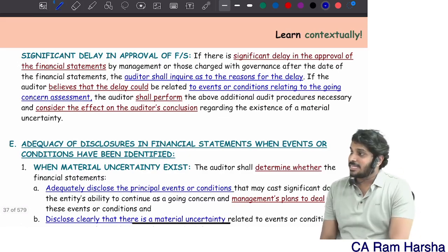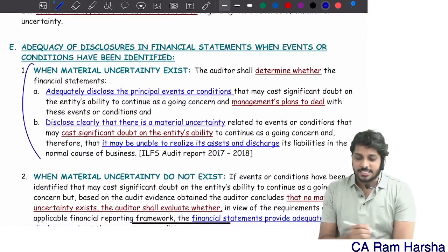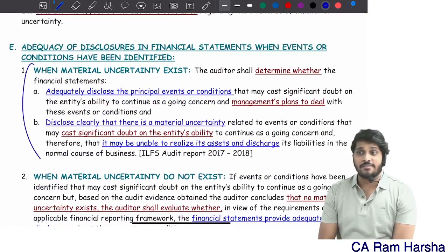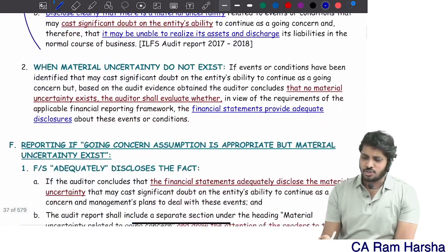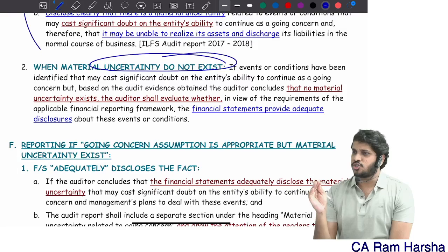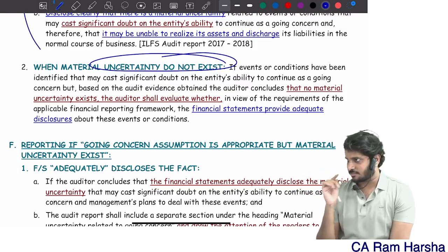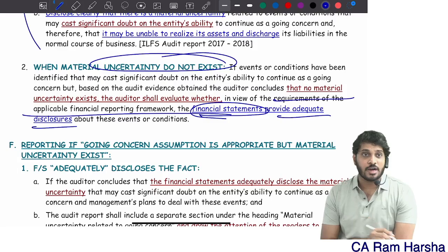Fine. Suppose now when material uncertainty exists, what does the auditor have to check? Events or conditions are there, uncertainty is there. You just have to check whether the financial statements are disclosing that clearly. Suppose there are no events or conditions that result in uncertainty. That's just a normal loss. This year alone we got a loss, that too because of some extraordinary activity, some extraordinary item. In that case, see whether the financial statements provide adequate disclosure as required by the applicable framework.